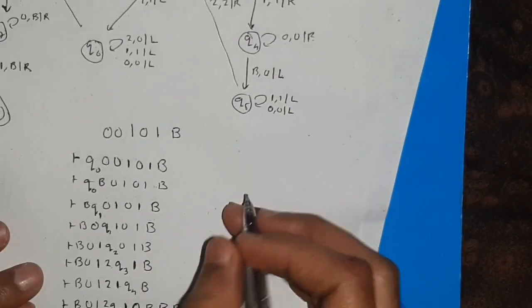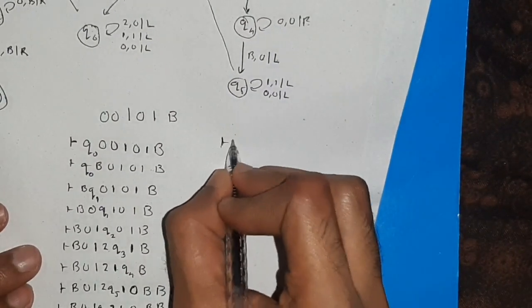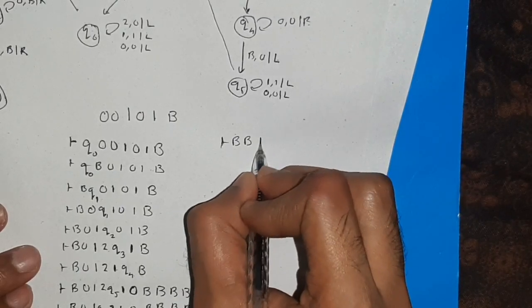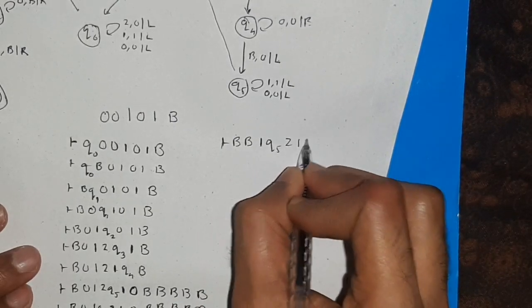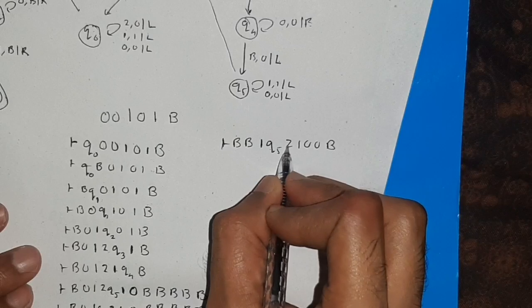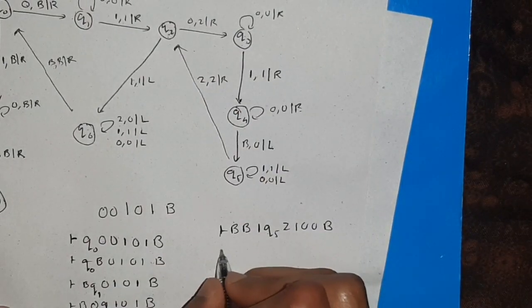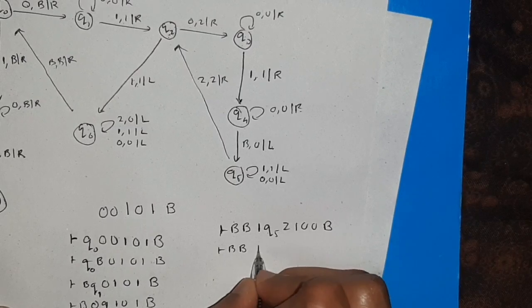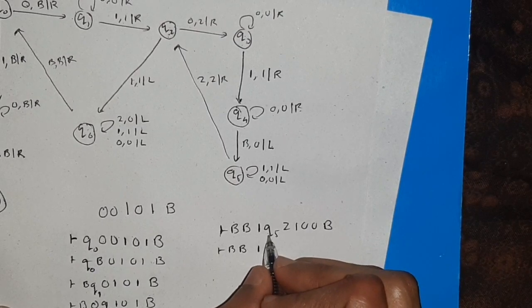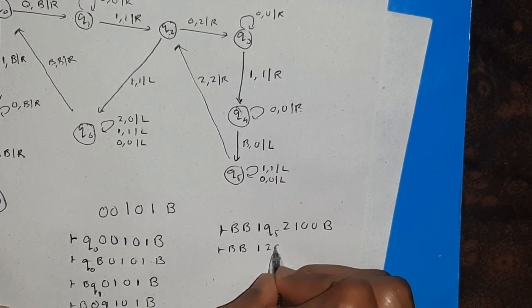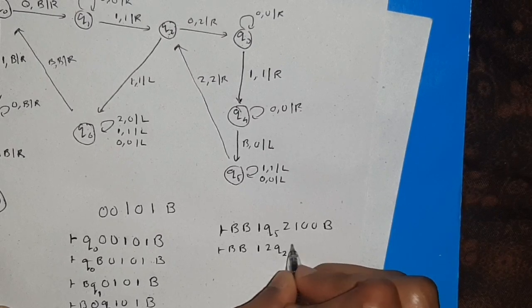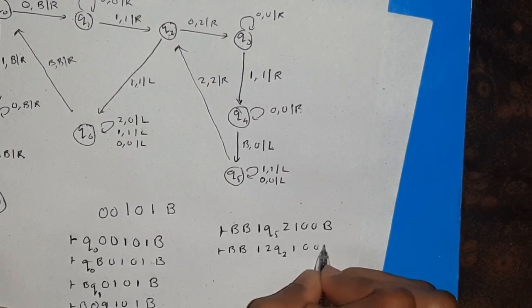So let's write it here. Which state am I in? See, it was the previous step I am writing here, q5 2 1 0 0 b. Okay, what is q5 on 2? I'll reach back to q2, so b, and I'll move to the right, so it is 2 q2 and here it is 1 0 0 b.